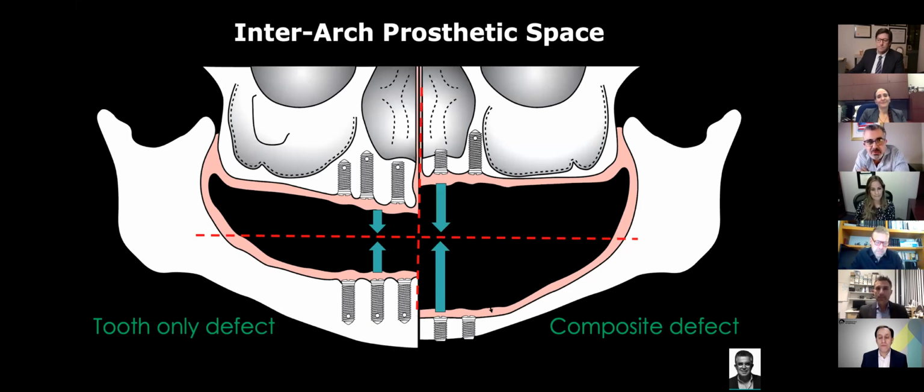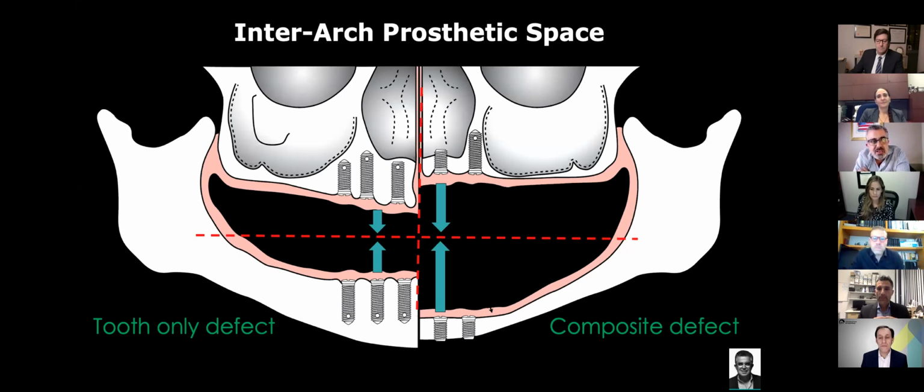So it's very important to establish, before we decide on what the surgical protocol is going to be, the final prosthesis. And I think it's very simple because there's only really two kinds of final prosthesis: either a tooth defect where the clinical crowns are replaced, or a composite defect where the clinical crowns as well as the hard and soft tissues that are missing are replaced.